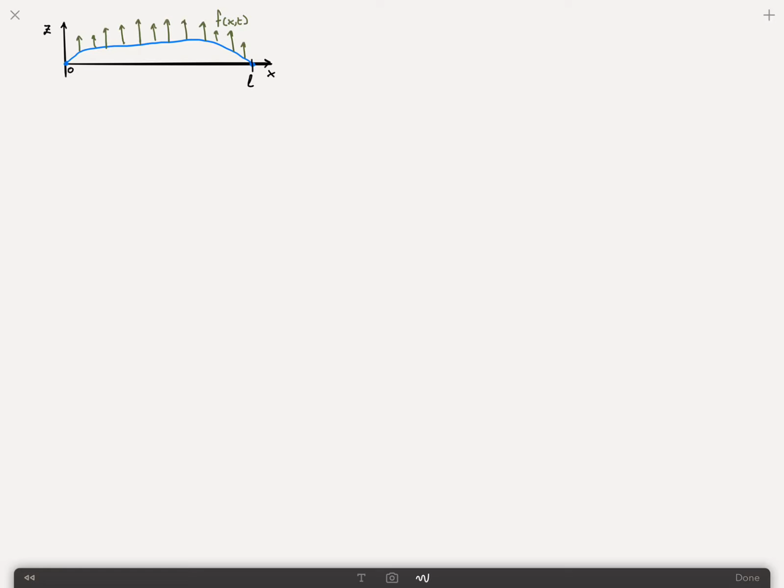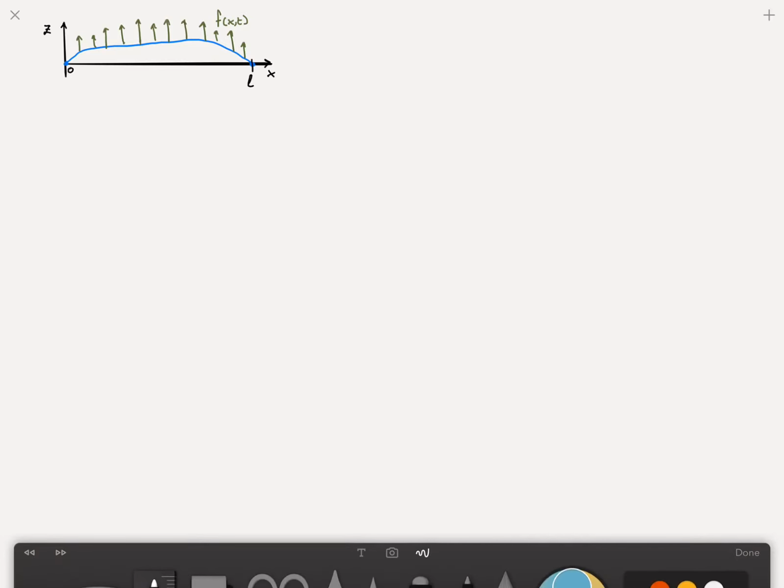In this video, we'll derive the equations of motion for the transverse vibrations of a string under tension. In the figure, I've drawn a set of axes. The x is the axial axis, and the z-axis is the transverse axis. And we have a string of length L, and to the string is applied some sort of distributed load, which I've drawn in green, and we've called f of x and t. Generally, it's a function of x and of time.